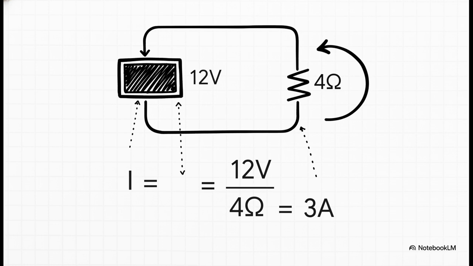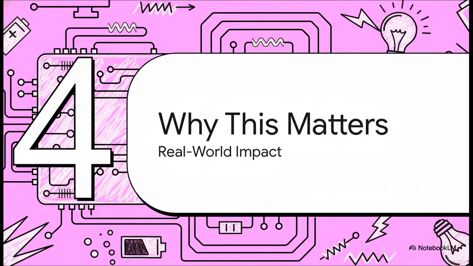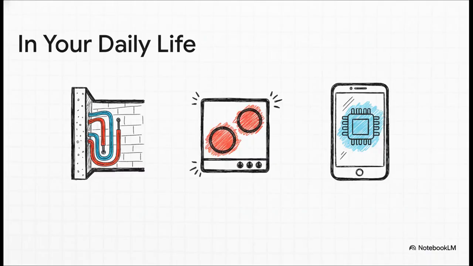It's that predictable. Okay, so that's the theory, but this isn't just some boring physics lesson, I promise. Why is it so important to understand current, resistance, and Ohm's law in the real world? Why does any of this actually matter? Well, because these ideas aren't abstract at all. They are quietly and constantly at work all around you, every single day.